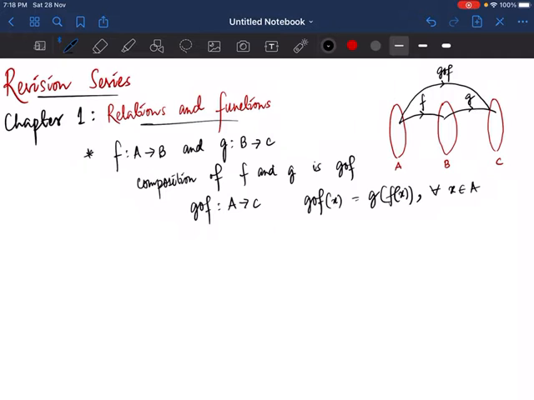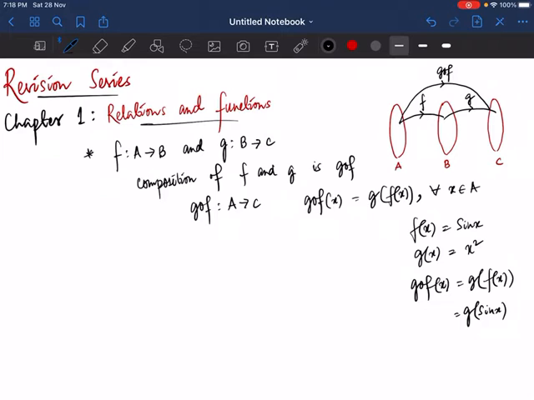Fine, let me go through one example. Suppose we have f(x) as sin x and g(x) as x square. Now if somebody asks you what is the composition of f and g, what are you going to write? So you are going to write g of f(x), and what is f(x)? f(x) is sin x, so inside g you write sin x.